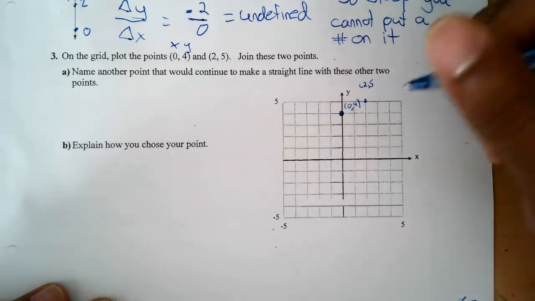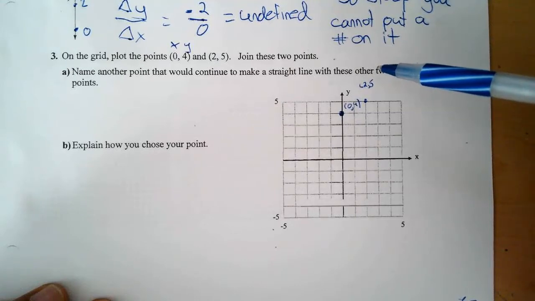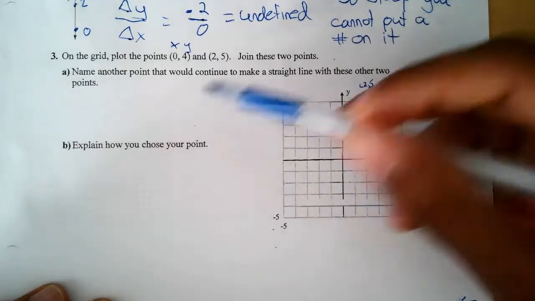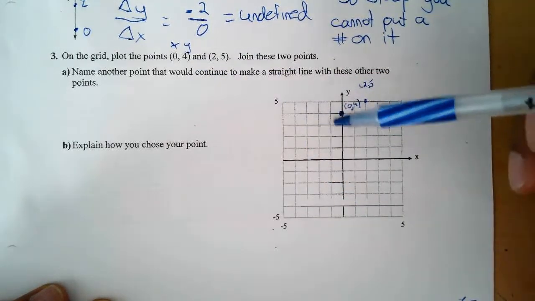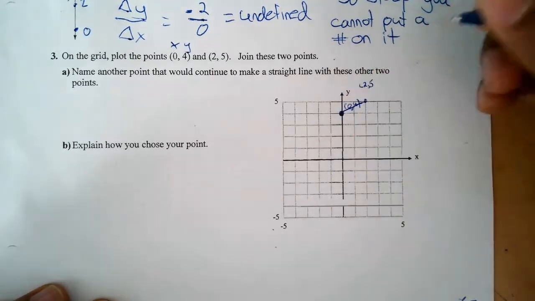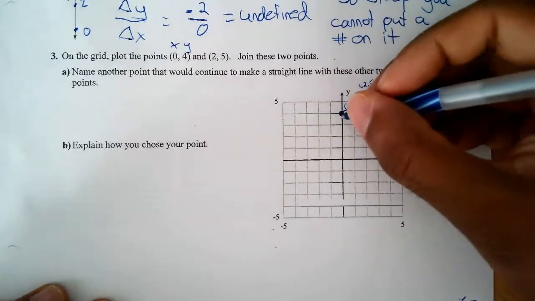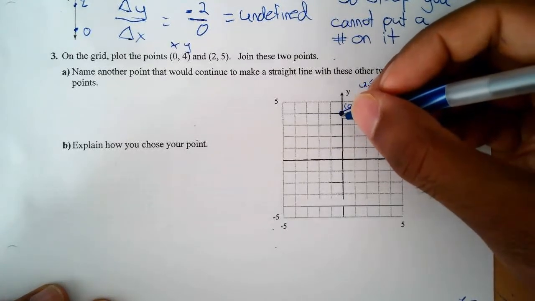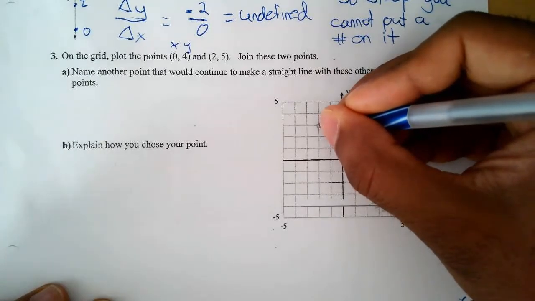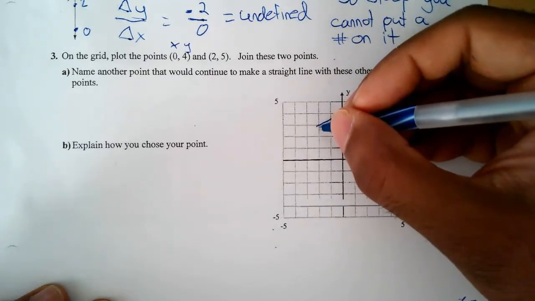(2, 5). Okay. Name another point that would continue to make a straight line with these other 2 points. One way to do it, if you want to find additional points along the slope, is to just extend the slope out, right? So you can see the slope here is like this. Again, this is another reason why a ruler is important, and you can see if I put an arrow here, because it's going to keep going, the slope. We extend it out, right? So if I go down like this, I think another point would be here.